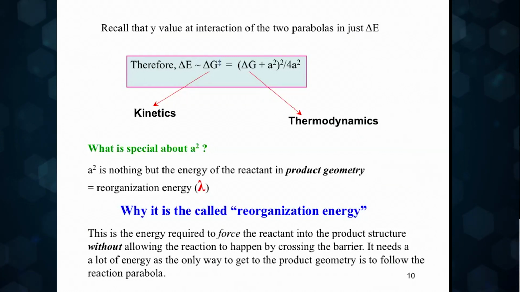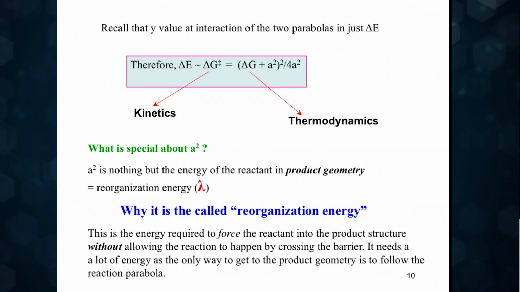So why is it called the reorganization energy? The reason is that we are going to reorganize the reactant to the product without undergoing any chemical reaction. So in other words, you are going to require a much higher amount of energy to go to a product geometry, but without undergoing any chemical reaction, so that it goes to the product geometry without going through the transition state, right?